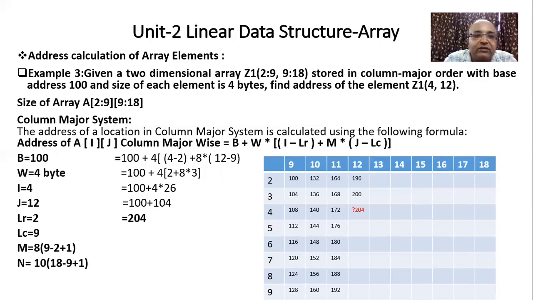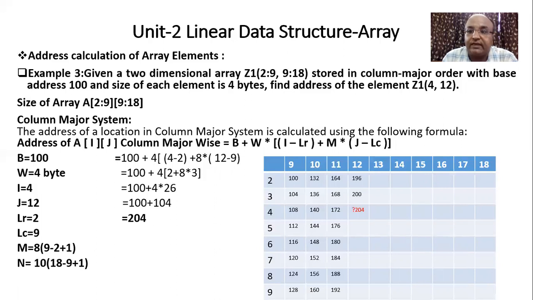Base address that is given to what? 100. And the size of element is 4 bytes here. So base address B will become 100. Now each element is occupied how much memory? 4 bytes. So W will be 4 bytes. So you have to find the address of element Z1 4, 12. So this is the requirement.